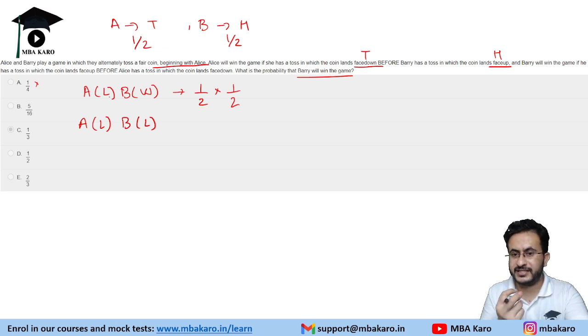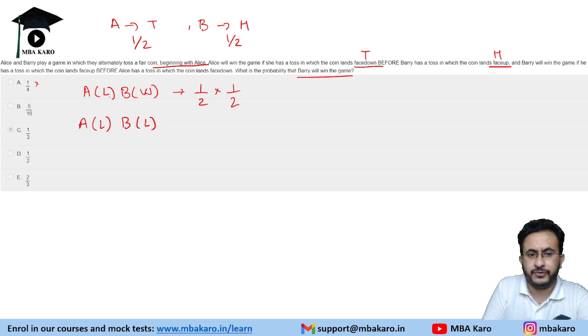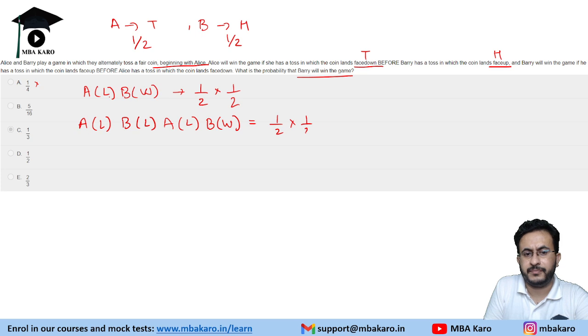So whoever gets the desired outcome first will win the game. Okay, so Barry loses and then Alice will play again. So Alice should lose and then Barry should win the game. So you will have 1 by 2, 1 by 2, 1 by 2, and 1 by 2.